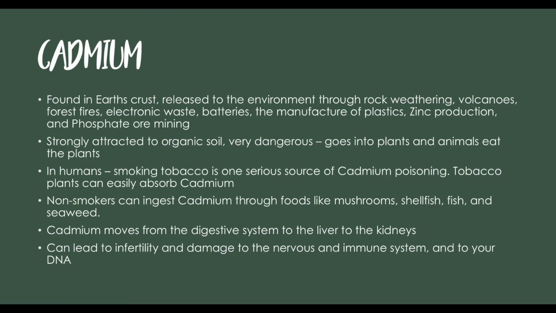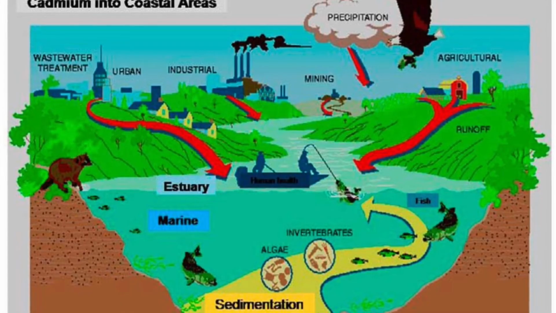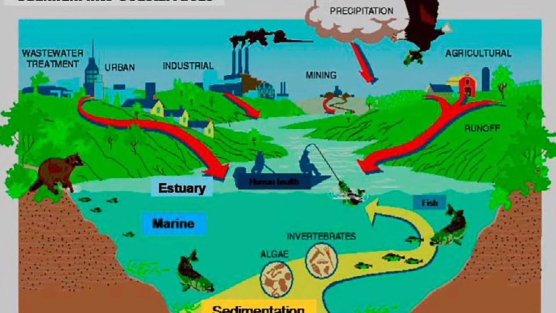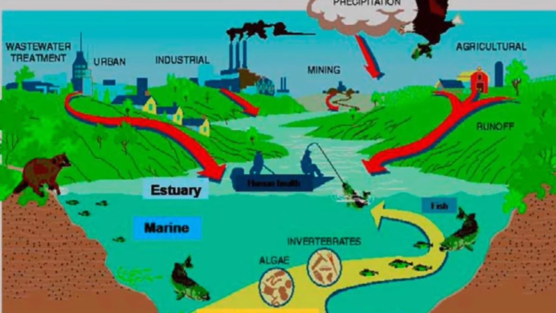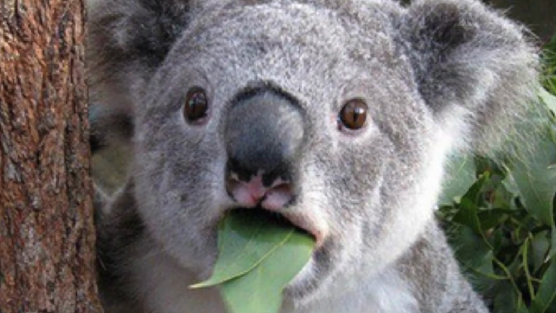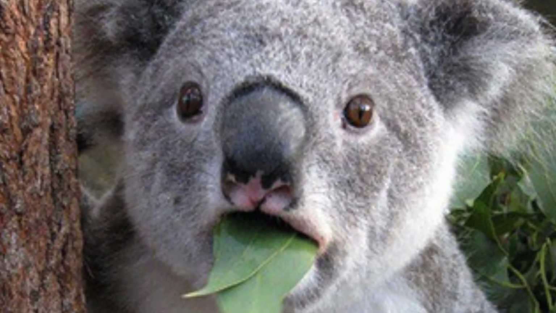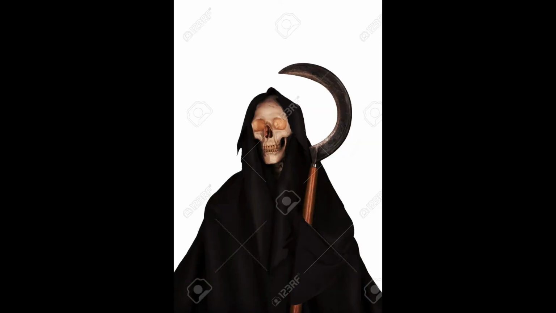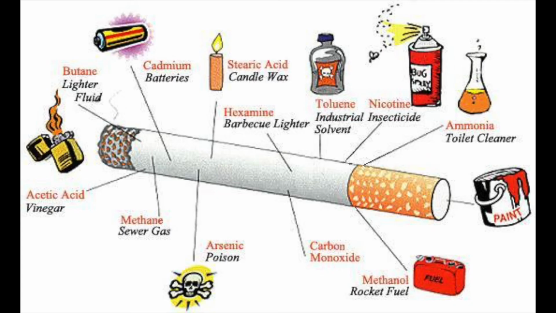Cadmium is found in Earth's crust. It is released to the environment through rock weathering, volcanoes, forest fires, electronic waste, batteries, the manufacture of plastics, zinc production, and phosphate ore mining. Cadmium is strongly attracted to organic soil and it is very dangerous. It goes into plants and animals eat the plants. It's very toxic to earthworms and other soil organisms at very low levels. It can cause higher death rates and lower reproduction and growth rates in fish.